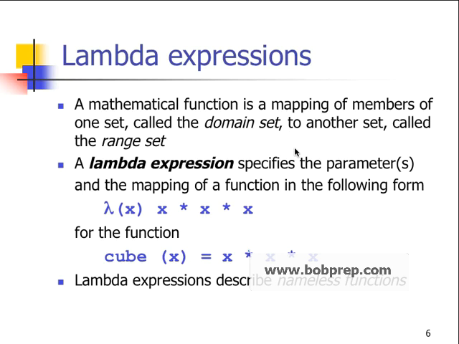So the Lambda expression itself specifies the parameters and the mapping of the function in the following form. We have the Lambda expression of x, which is really the function of x, which is equal to x times x times x, three x's, which is x cubed, if you think about it. But we have this for the function. This is what you're probably going to read, write, and use. You're going to say cube.